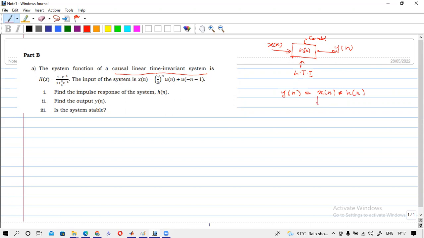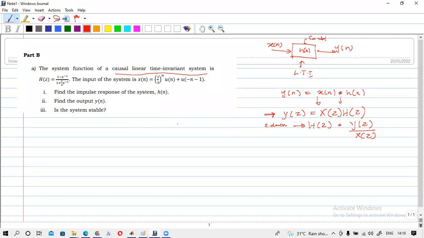If you take the Z transform, you will have Y(z) equal to X(z) times H(z), because convolution becomes multiplication. That is the convolution property. So H(z) is your response in the Z domain. You can get the Z domain response through H(z) equal to Y(z) divided by X(z).